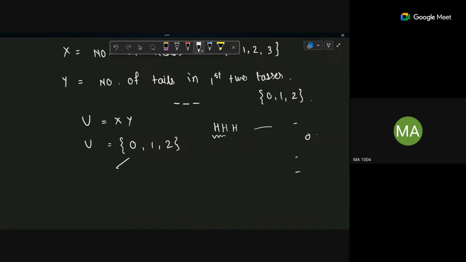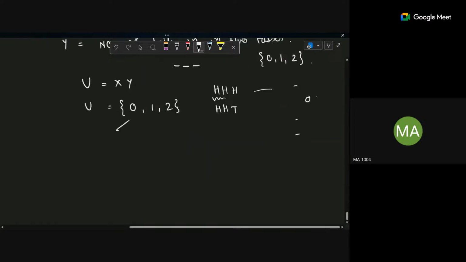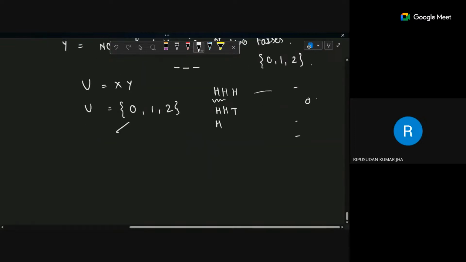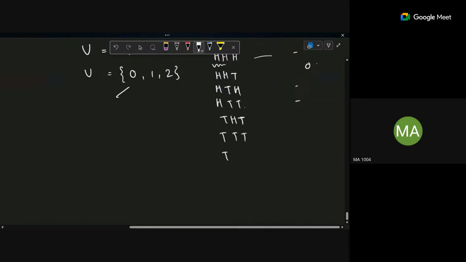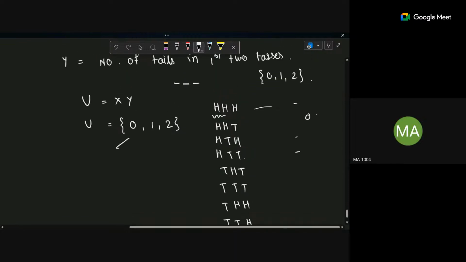What are all the possible outcomes when you toss a coin 3 times? HHH, HHT, HTH, HTT, THH, THT, TTH, TTT. Fine. So just calculate when your U is 0.